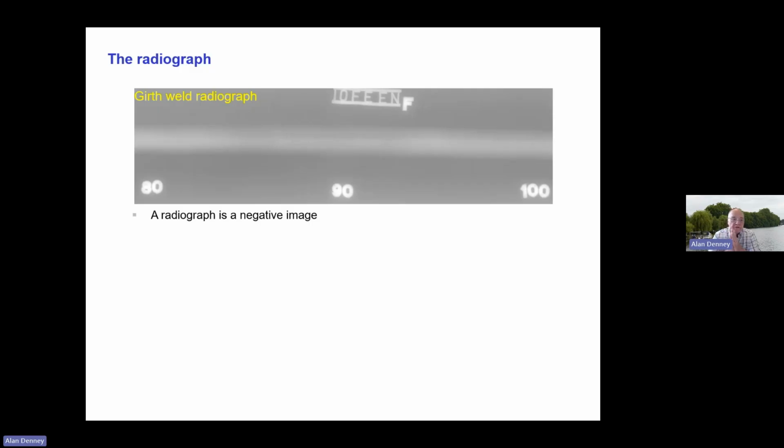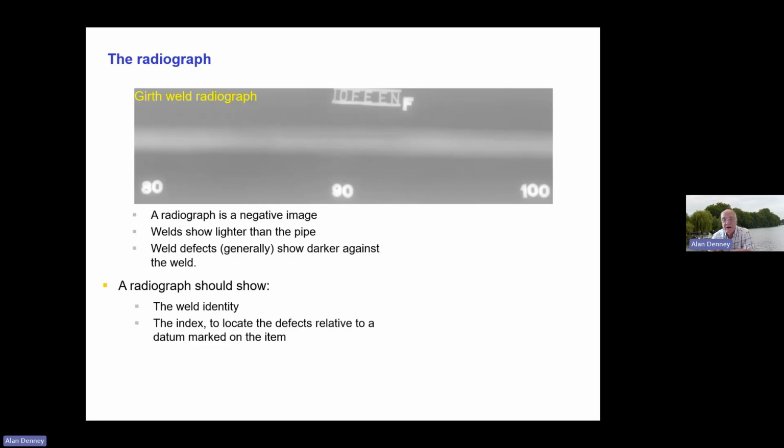So, as I said, the radiograph is a negative image. So we've got a weld there, and because it's thicker, it's absorbed more radiation, and therefore it shows up whiter. And weld defects generally are voids within the weld, and they show darker against the weld line.